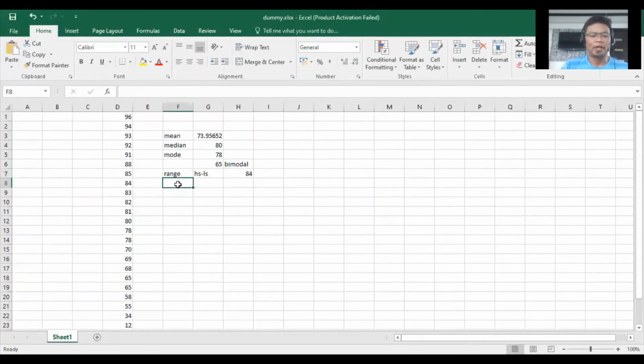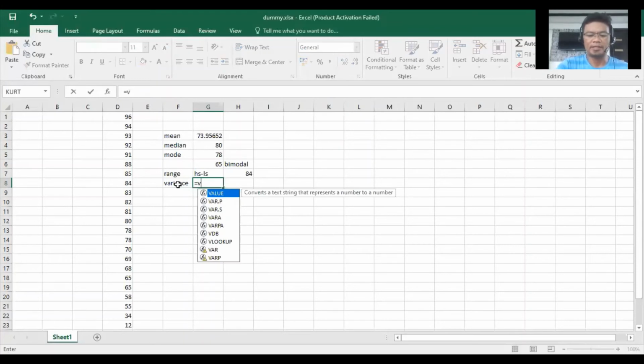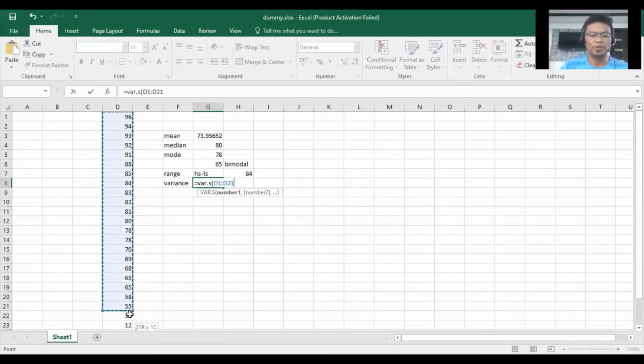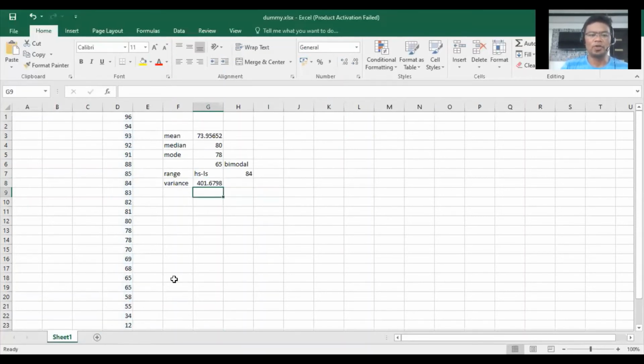Okay, and then the variance. Sample variance can be found in Excel as VAR.S. Okay, so again, we drag it from D1 down to D23 and close parenthesis, equals 401.6798.